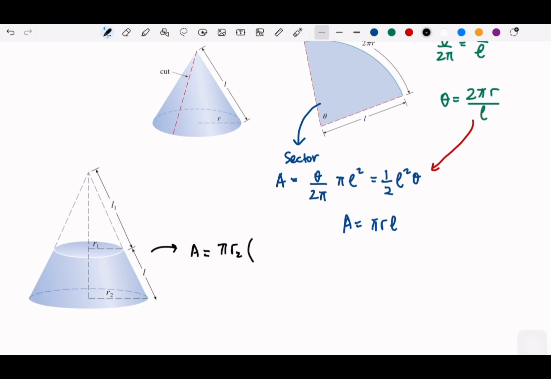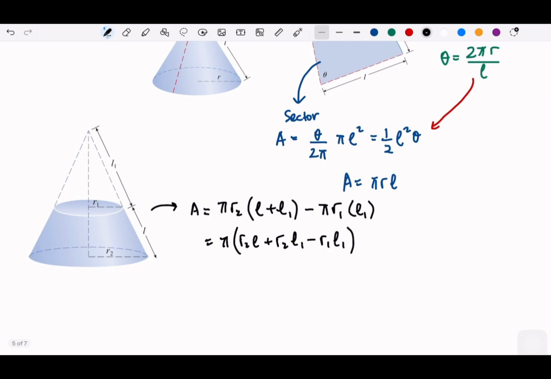So this we need to add L with L1. So L plus L1 minus pi R1, which is the L1, like that. We can factorize pi. And then this will be R2L plus R2L1 minus R1L1. Or we can factorize again L1 inside. So pi, this will be R2 minus R1, L1 plus R2L. Okay.